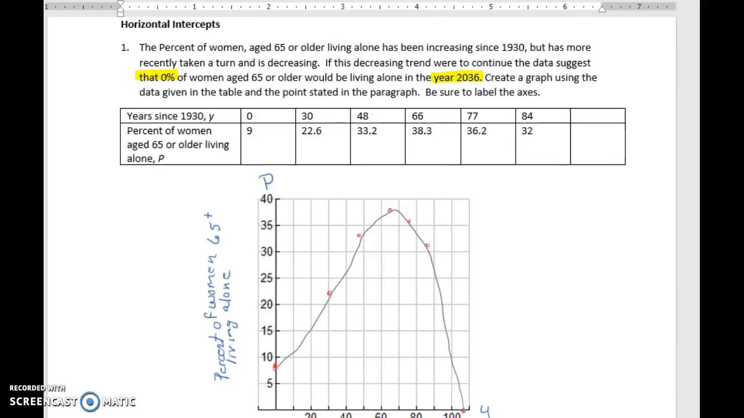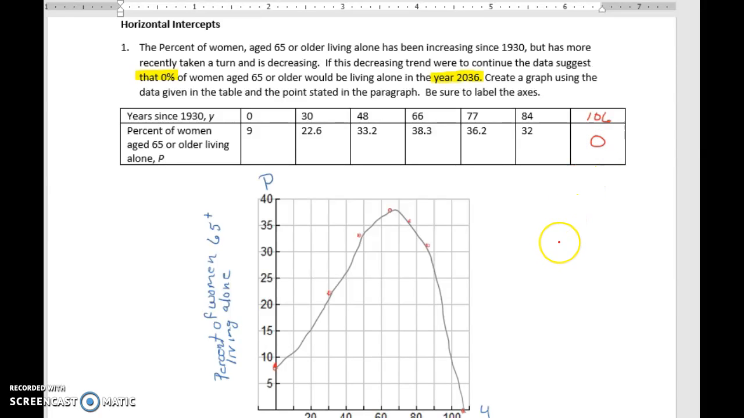And so I've highlighted a couple of key things on the student page. It's talking about the percent of women age 65 or older living alone, and that the data is increasing and then decreasing. One significant piece there is that at 0%, it's suggested that this will occur, that 0% of the women will be living alone in the year 2036. And if we wanted to use that value in our set of data, because we're going to graph the data including the point that's suggested here, 2036 is 106 years after 1930, and we know that value is 0%.